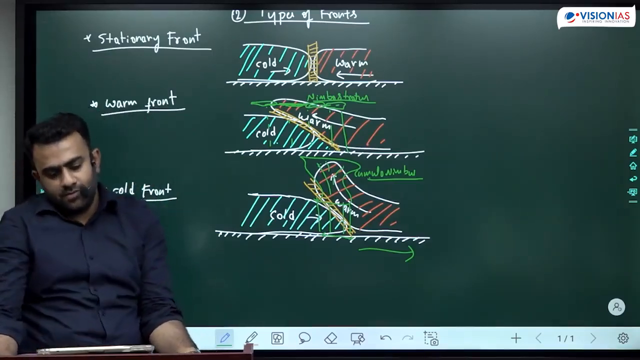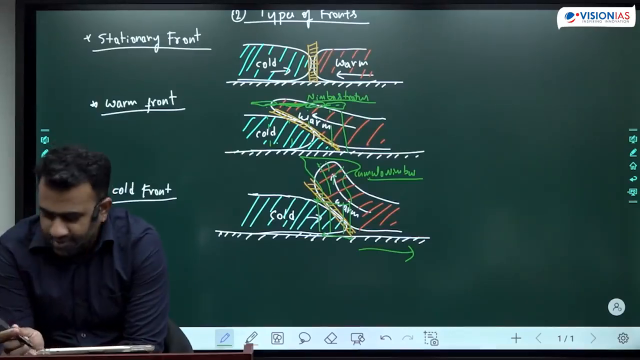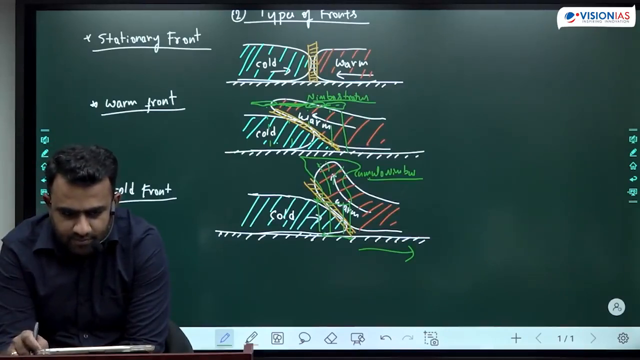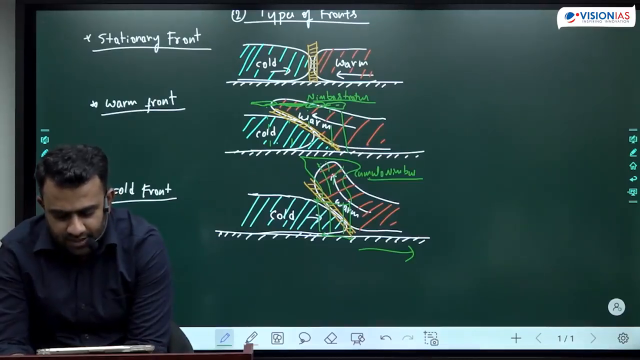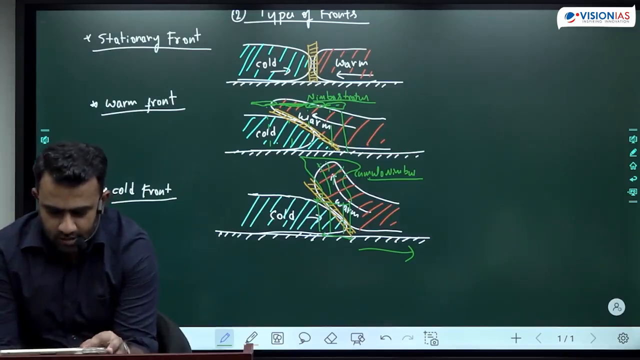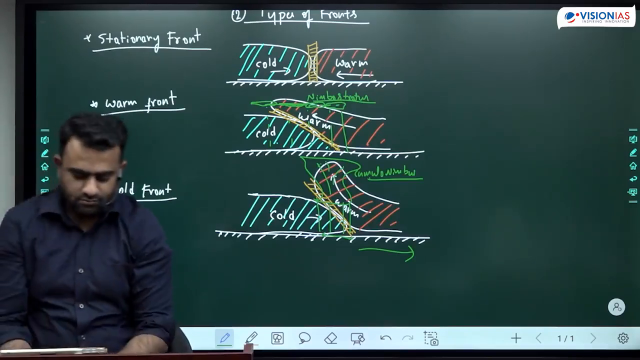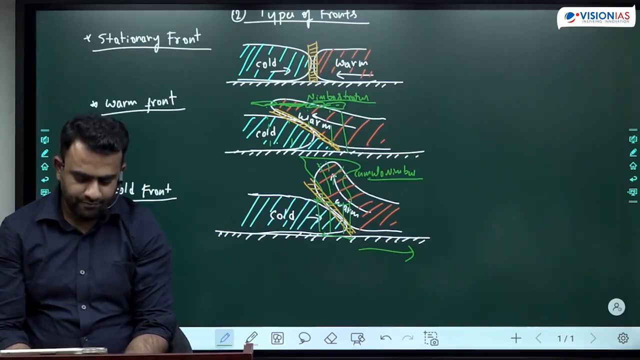So next, warm front. It is the front between warm and cold air mass where warm air mass is advancing and overriding over the cold air mass.